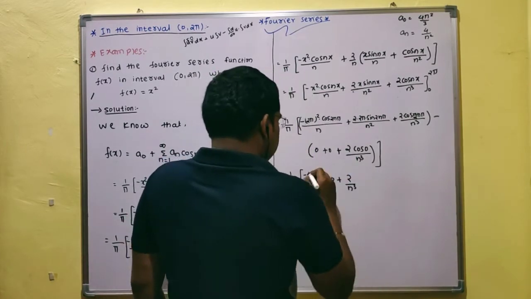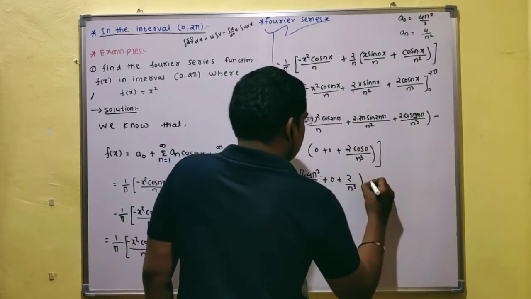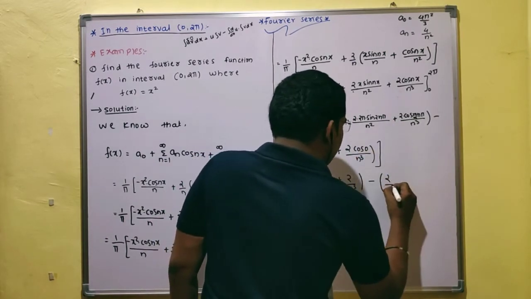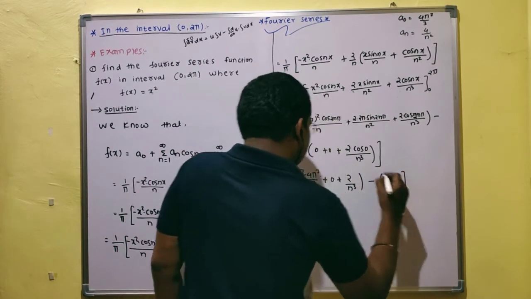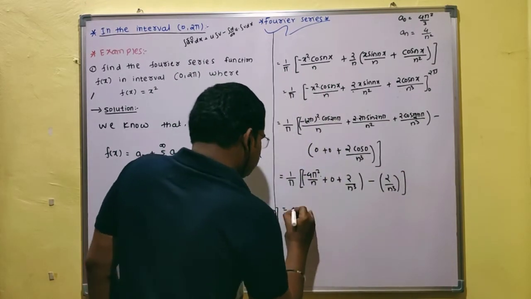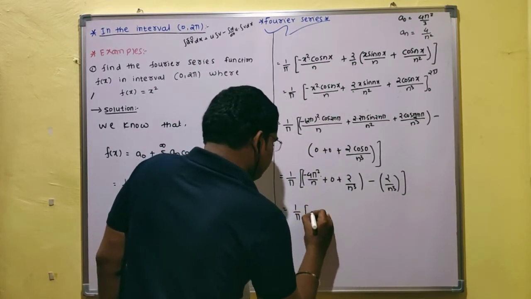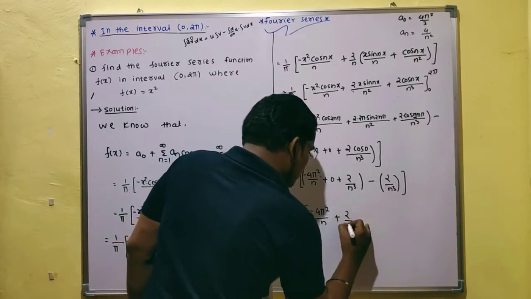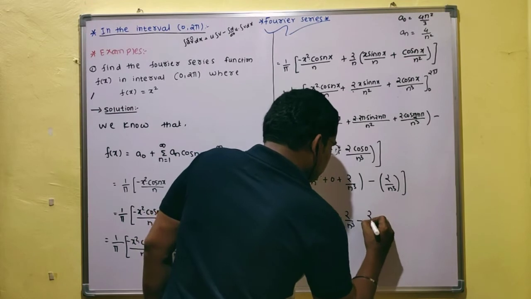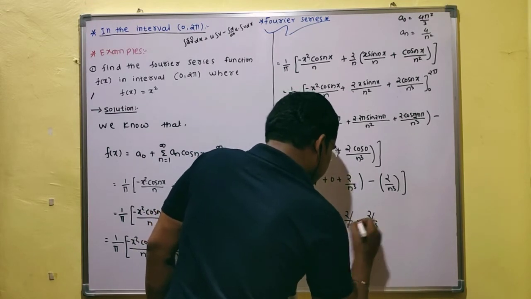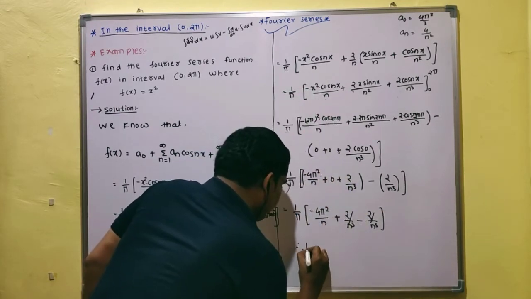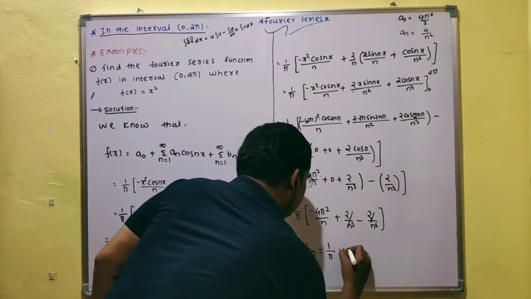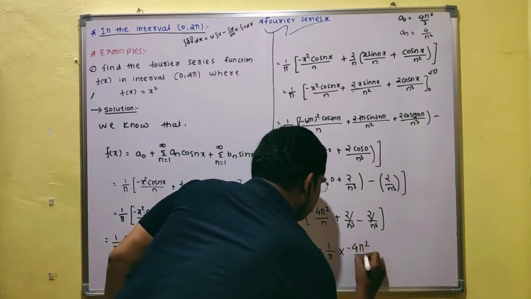Okay, now this is upper limit minus lower limit. Its total value is cos 0 is 1 and this is 2 upon n cube, which is equal to 1 upon pi as it is in this bracket: minus 4 pi square divided by n plus 2 upon n cube minus 2 upon n cube. Okay, these two terms cancel with each other. Therefore, Bn is equal to 1 upon pi into this minus 4 pi square divided by n.